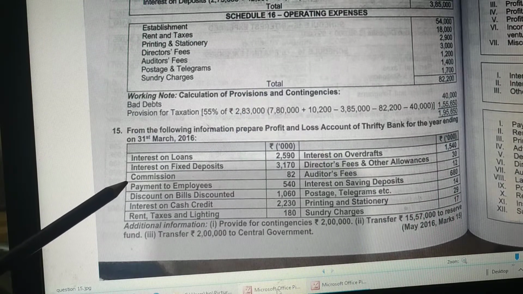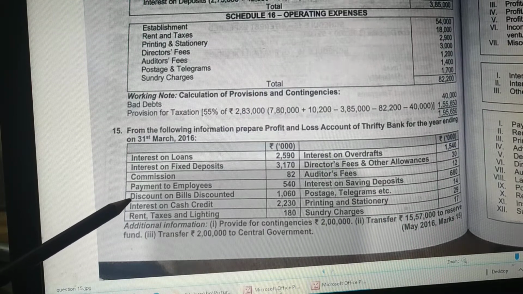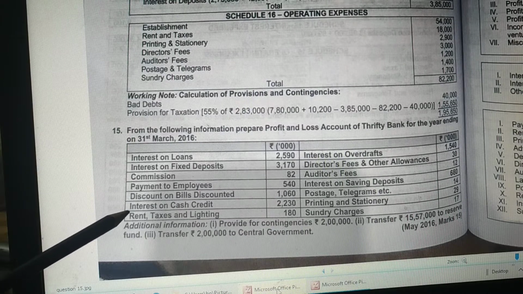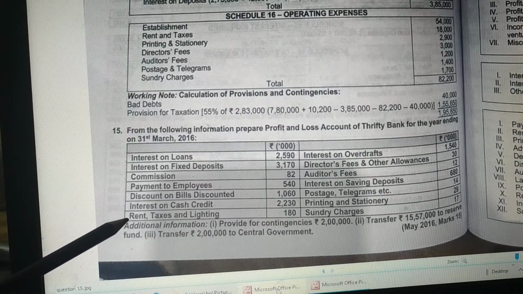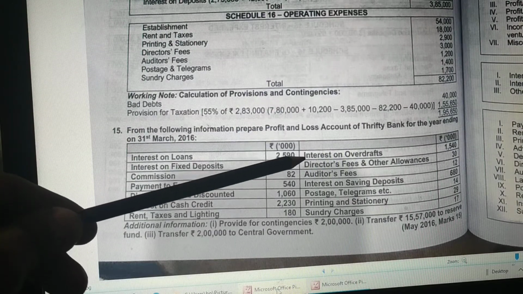Similarly, commission is there, it is your expense, or if it is your income, I believe it would be your income, it will go to other income, then it will go to schedule 14. Then payment to employees 16. Discount on bill discounted, this is your income, it will go to 13. Interest on cash credit 13. Rent, taxes and lighting is your expense, it will go to 16. Interest on overdraft is your income, then it will come to 13.